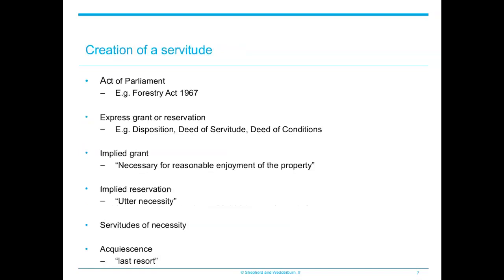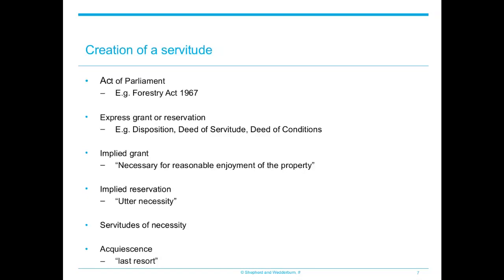The first and perhaps the least common way a servitude can be created is by Act of Parliament. Now, there aren't very many examples of this, but the Forestry Act of 1967 does allow the Forestry Commissioners to create a servitude right of access by order where no formal access exists between a wood or a forest and a road or a railway. Well, that doesn't have much relevance to the Brown situation here. No, Mr. Brown is going to need to consider whether he has a servitude created by some other means.